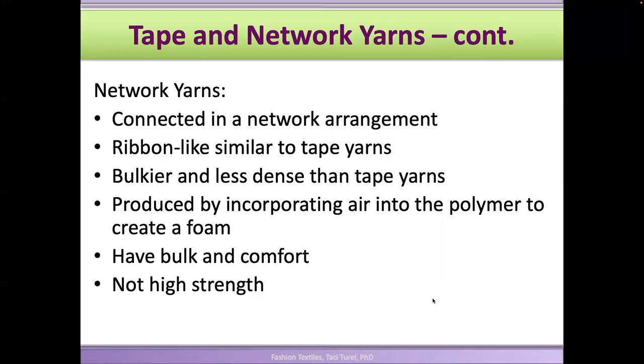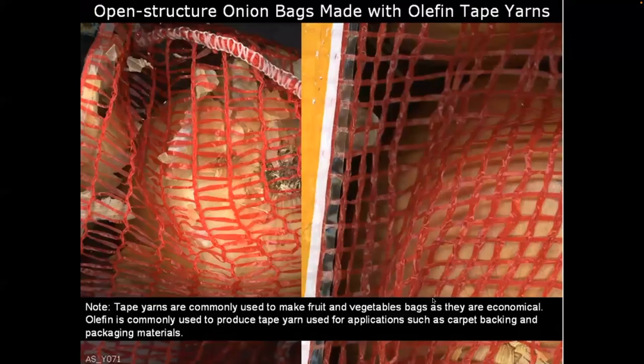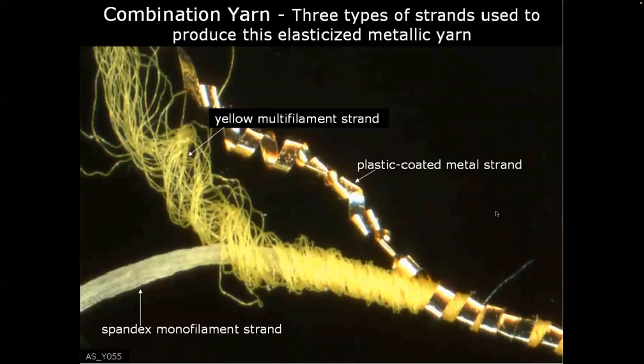Network yarns have a network arrangement. So they're similar to tape yarns. They have this ribbon-like structure, but they do have this network shape. So if you look at this, for example, these onion bags are made of olefin tape yarns. You guys are familiar with this yarn.